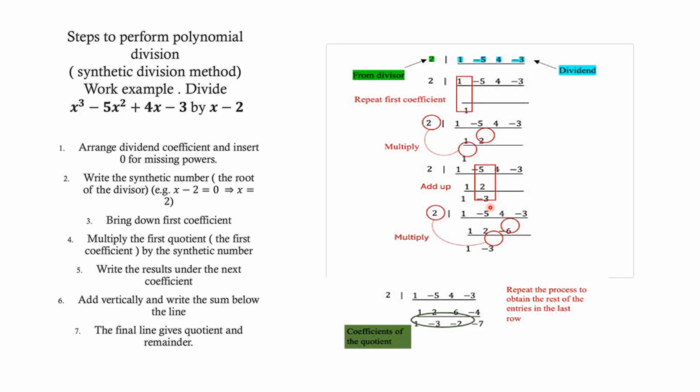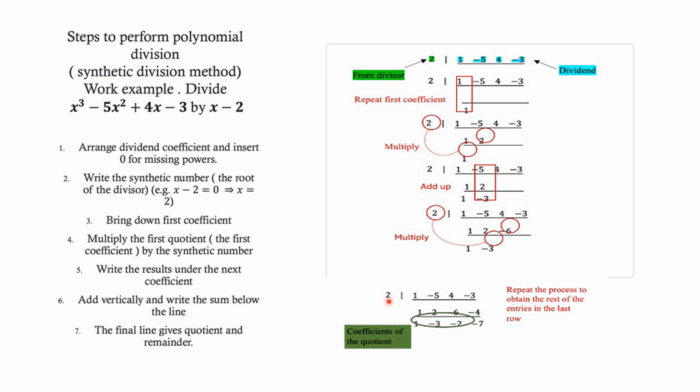How are we going to move on with the next step? We are going to repeat the same process. So the final line gives the quotient and the remainder. So here is minus 3. What are we going to do next? 2 times minus 3 will give us minus 6, as you see here. Then 4 plus minus 6 will give us minus 2. So we have the minus 2 here.